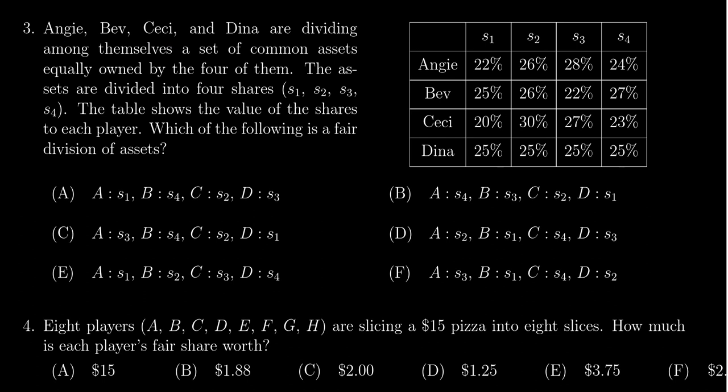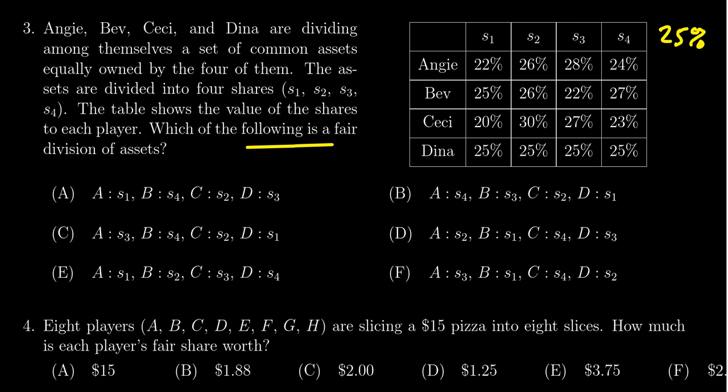So Angie thinks that share 1 is 22% of the total. She thinks that share 2 is 26% of the value of the total. Share 3 is 28%, and share 4 is 24%. Notice as there are 4 players here and 4 shares, a fair share is one that is valued at 25% or higher, okay? In which case, what we're asked to do is, given this value system, so if we can see all of the values of the 4 different players, what is a fair division of the assets?